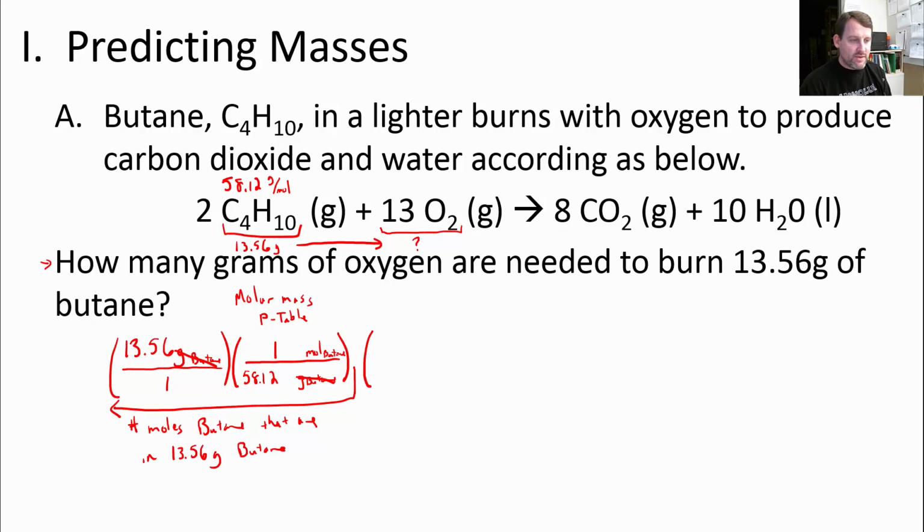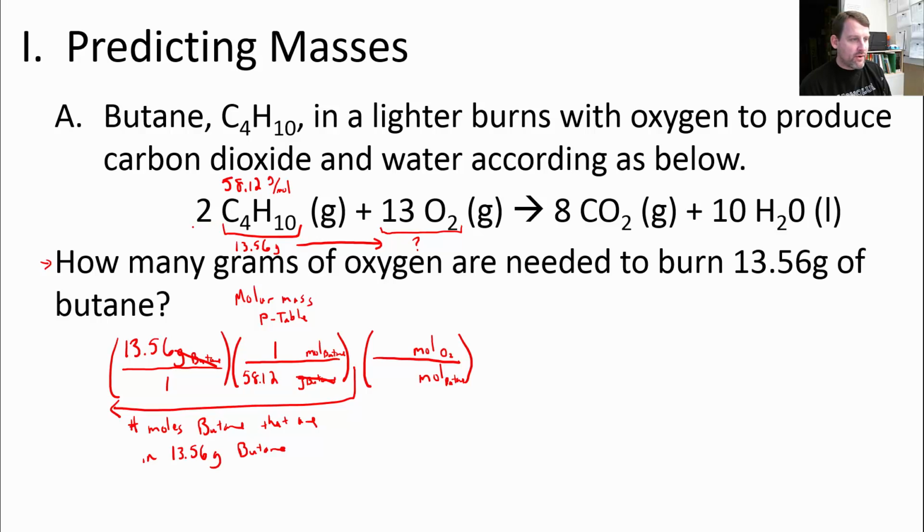And I have moles of butane up top here, so I want to put moles of butane on the bottom here. Moles of butane, so they cancel. And I'm going to moles of oxygen, so I'm going to put moles of oxygen on top. And I know they had to cancel there.